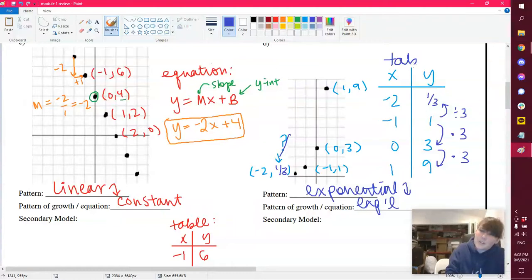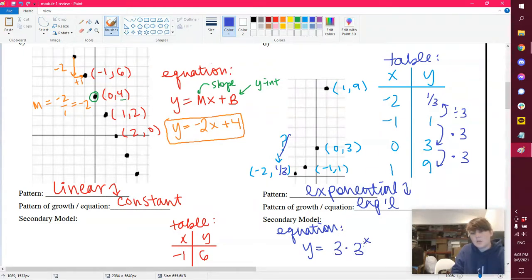And we've already made our secondary model while we were figuring out what type of growth this was, or what type of pattern this is. The secondary model also could be an equation. Boom. And here we'd say it's our y-intercept times our ratio to the power of x. Right? So we're starting at 3 and multiplying by 3 every time.